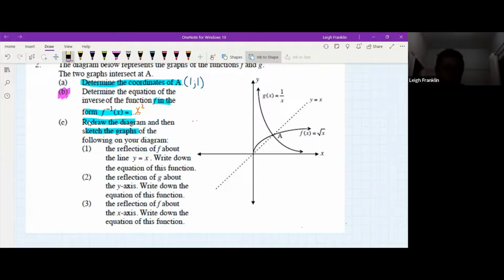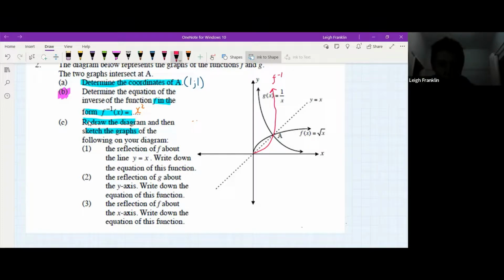The first thing they want us to do is reflect f about the line y equals x. So what you should have sketched was this. Again, I'm going to try and get it 100% accurate. Oh, look, it should be a smooth curve. My apologies that it's not. You should have had that.